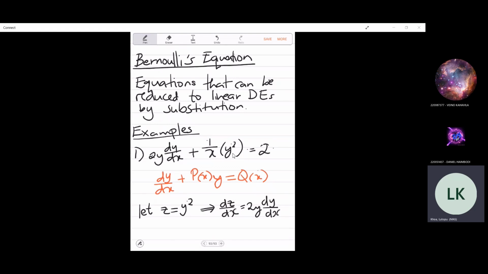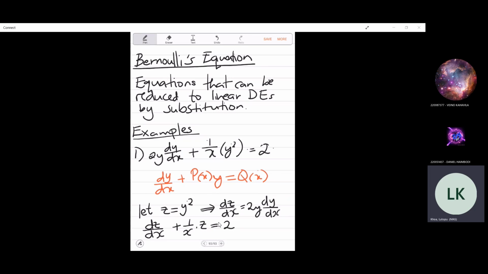So what you should always take note of is here you will have a function, and then this is the derivative. So you see I have y squared, the derivative is 2y, or at least a scalar multiple of that derivative. Then we can make this substitution, and then when we do that, 2y dy/dx is just dz/dx, and then I have 1 over x times z, and this is equal to 2.